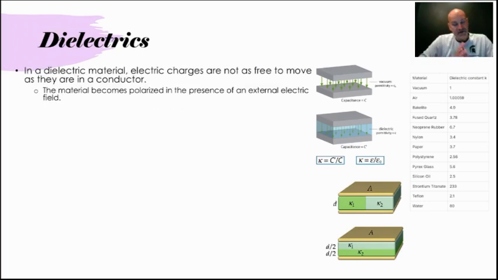So a dielectric material, what happens is the electric charges aren't allowed to move as freely as if they were in a conductor. And what happens then is the material gets polarized because of the external field coming into it. So remember, the electric field is created by the difference between the plates, not necessarily the dielectric material. Okay, and so that material becomes polarized, thus creating this change in the electric field inside.